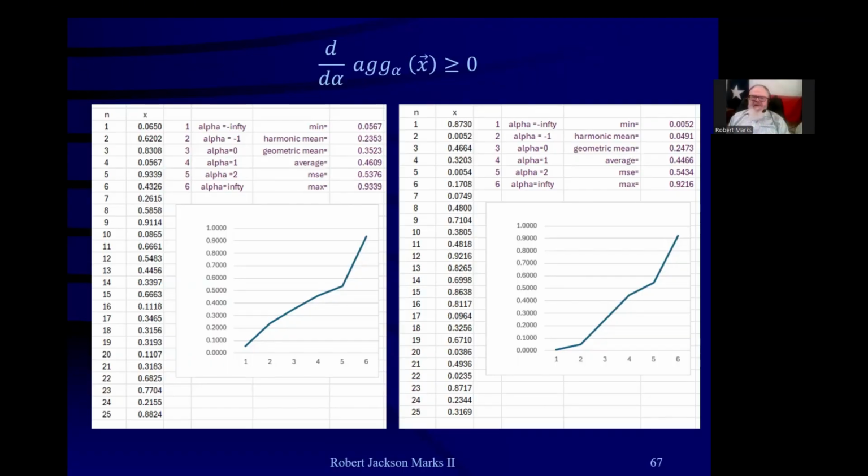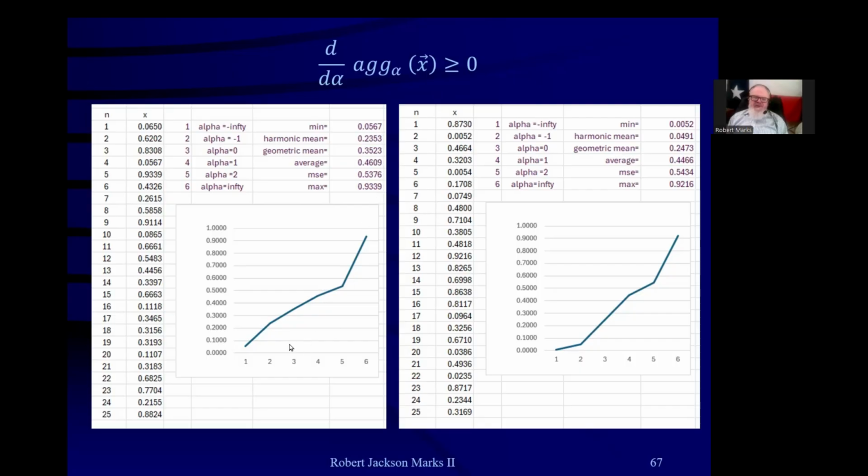It can probably stay the same because, for example, I think this is true, let me think, if all the numbers in your list are exactly the same, all the aggregations are the same, right? So if you have a list that says 0.5, 0.5, 0.5, 0.5, all of the aggregations will give you a 0.5. But this is a randomly generated list, and I generated alpha equal to minus infinity, which gives us the minimum, the harmonic mean, the geometric mean, the average, the RMS, and the maximum. So you can see here that alpha is increasing from minus infinity, -1, 0, 1, 2, and infinity. And if we look at these different aggregations, we get the results which are shown here on the right.